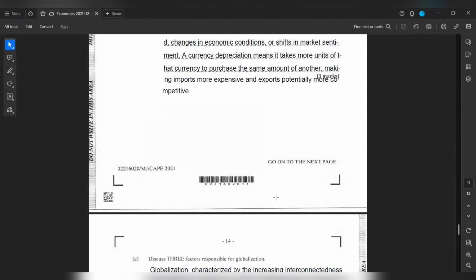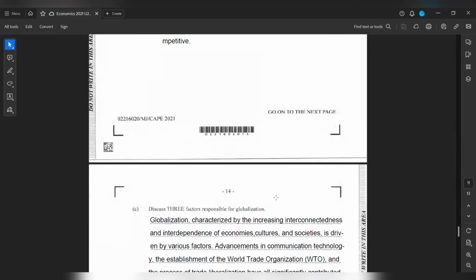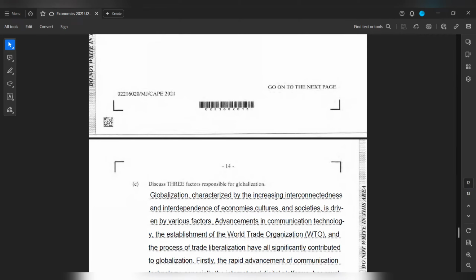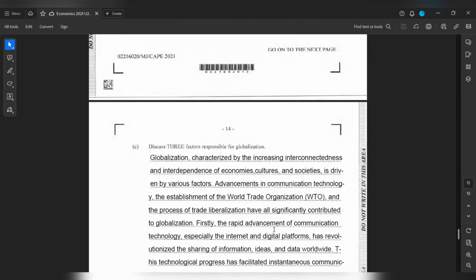C. Discuss three factors responsible for globalization. Globalization, characterized by the increased interconnectedness and interdependence of economies, cultures, and societies, is driven by various factors: advancements in communication technology, the establishment of the World Trade Organization, WTO, and the process of trade liberalization have all significantly contributed to globalization. Firstly, the rapid advancement of communication technology, especially the internet and digital platforms, has revolutionized the sharing of information, ideas, and data worldwide.